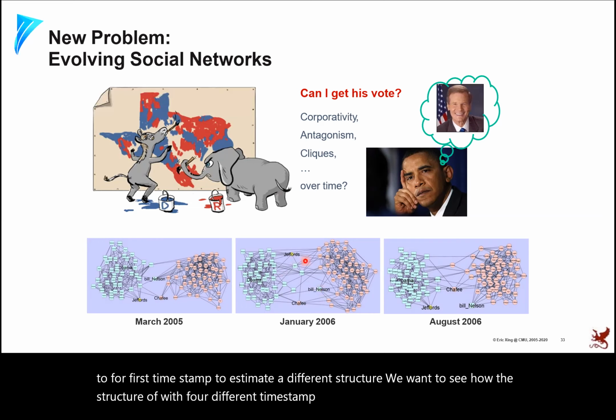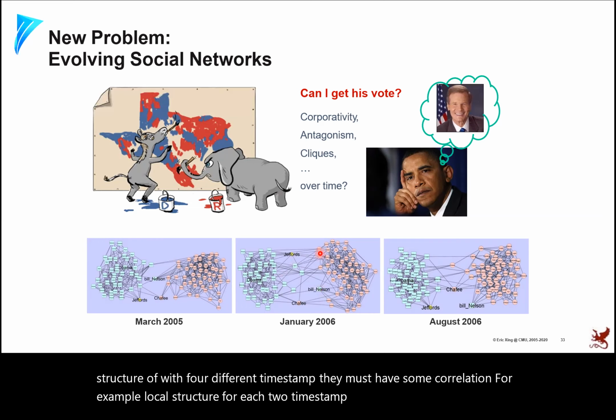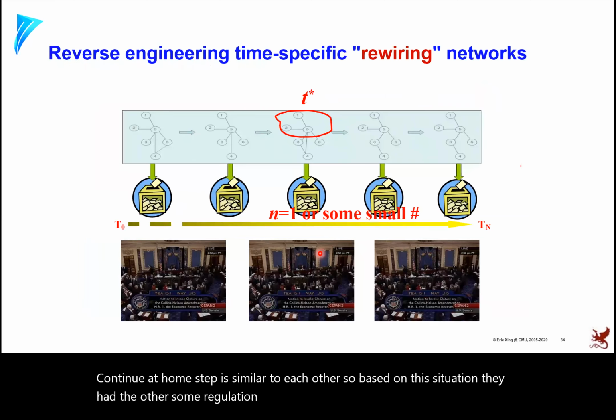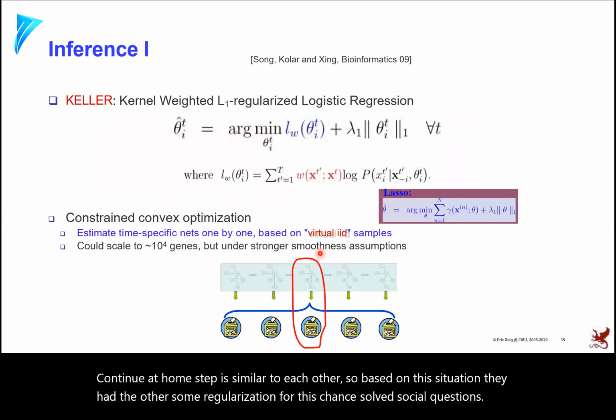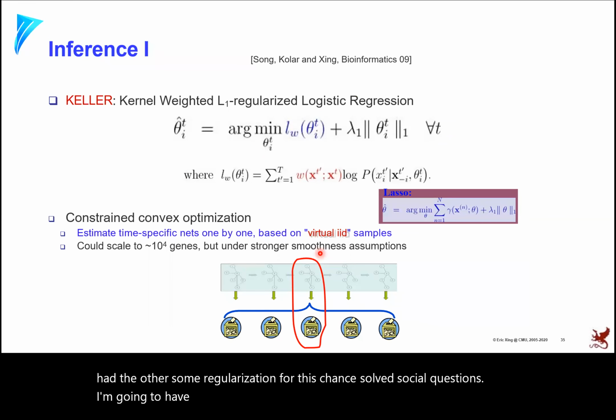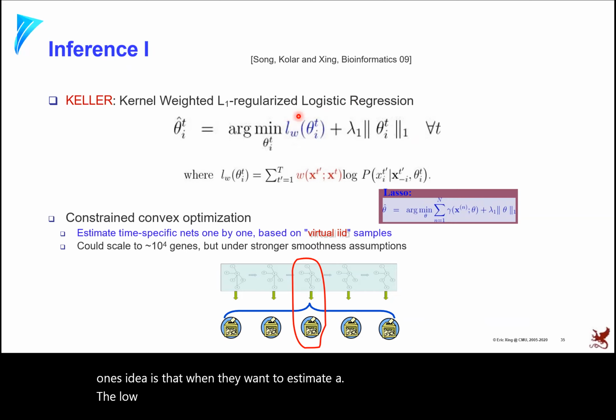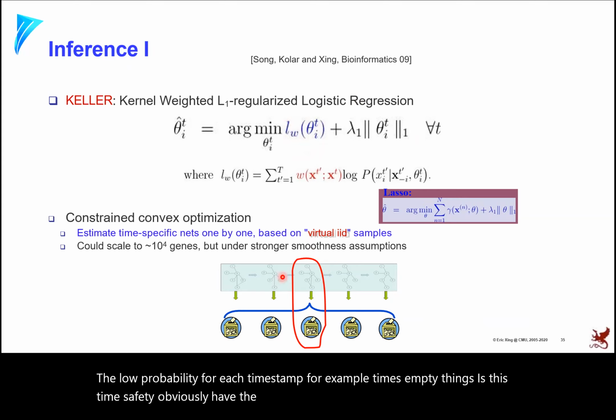For example, the structures for two continuous timestamps are similar to each other. Based on this intuition, they add some regularization and solve the equations. And they have two algorithms, which correspond to two papers. The first one's idea is that when they want to estimate the probability for each timestamp, for example timestamp t, this timestamp t obviously has a correlation with these consequent timestamps.